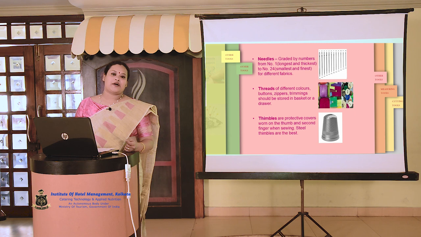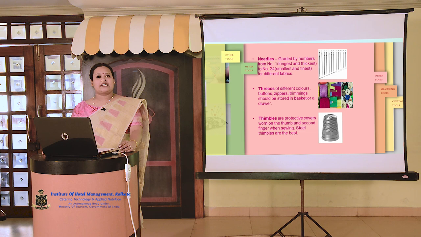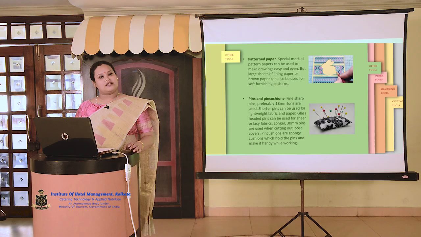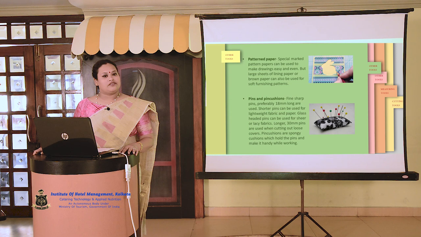Next we have the pattern paper. These are basically specially marked paper cutouts which are usually used for getting even and equal sized patterned fabric for different upholsteries. Next we have the pins.